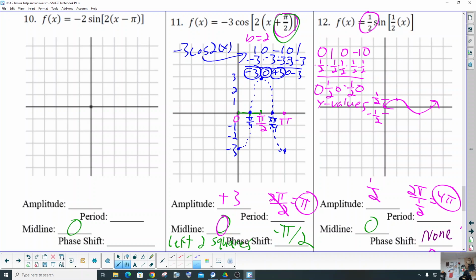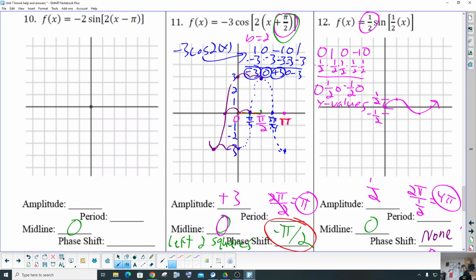And now we're going to go ahead and shift it. How many squares? Well, the phase shift is negative pi over 2. How much is pi over 2 if our period is pi? That's 2 squares. So let's shift it 2 squares. 1, 2. There it is. 1, 2. There it is. See how we're shifting it?